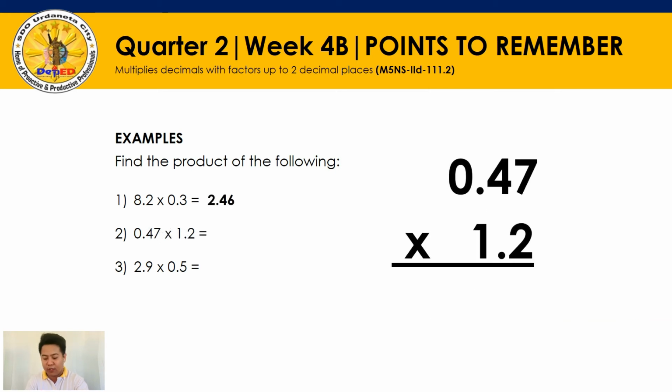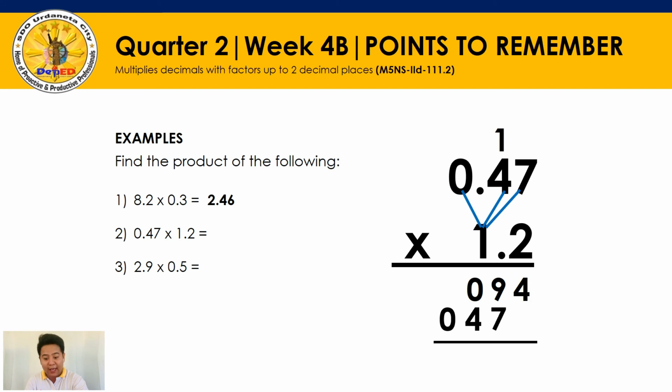Another example, 0.47 times 1.2. Same process. 2 times 7 equals 14. Write 4 and regroup number 1. Then 2 times 4 equals 8 plus 1 equals 9. 2 times 0 equals 0. Next, 1 times 7 equals 7. 1 times 4 equals 4. Then 1 times 0 equals 0.